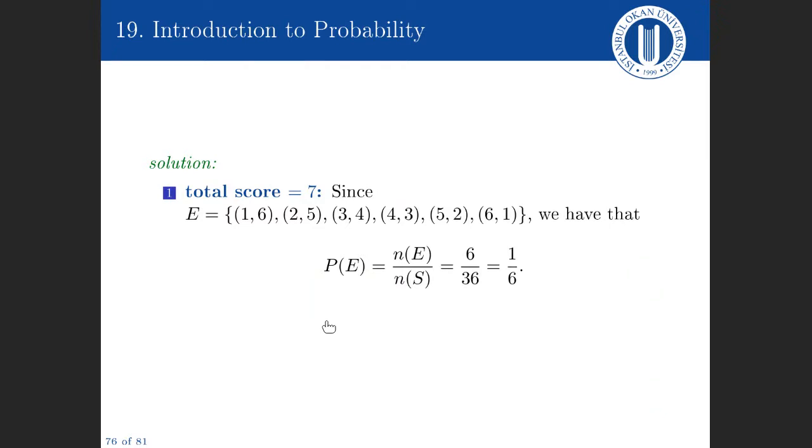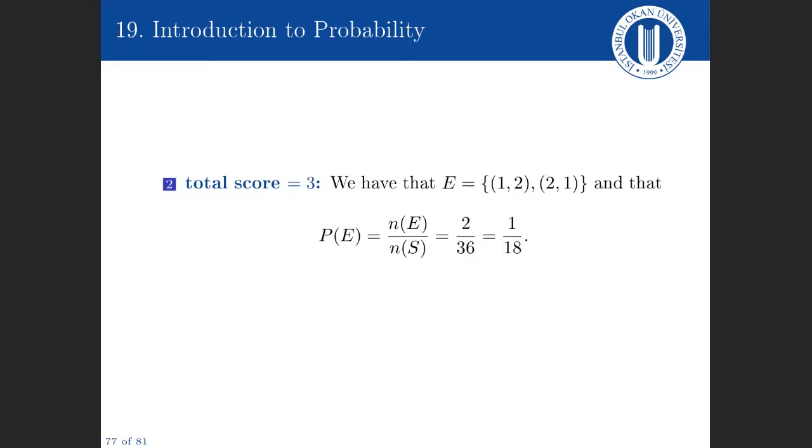How do we get a total score of 7? We've studied this earlier. The event is 1, 6; 2, 5; 3, 4; 4, 3; 5, 2; or 6, 1. There are 6 elements in this compound event. There are 36 elements in the sample space, so we're doing 6 divided by 36, or 1 over 6.